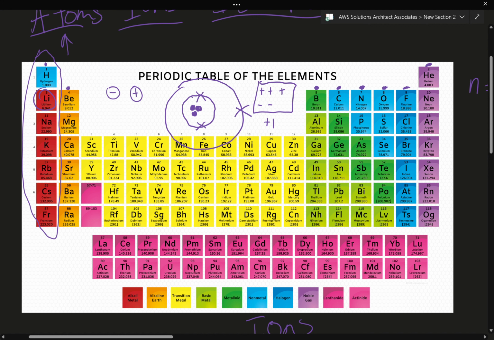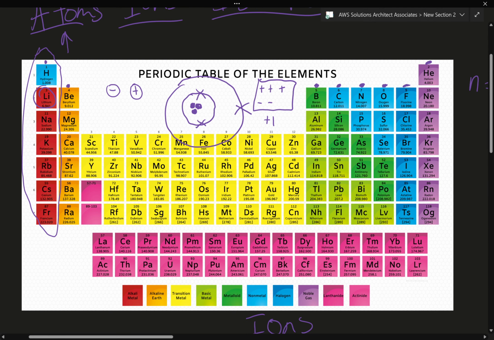Actually, you know what? I didn't want to do this, but I am going to do this right now. I always use the Build an Atom PhET simulation. This is a perfect way in which we can depict what happens with ions.